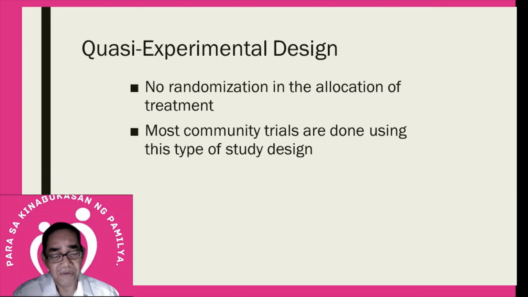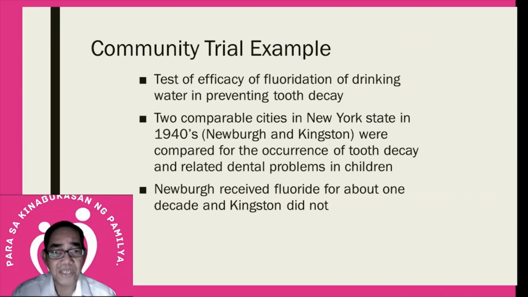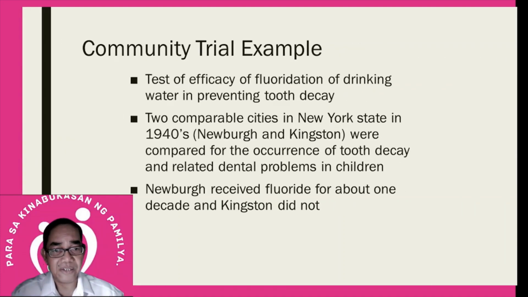Okay, now let's talk very quickly of a quasi-experimental design. There is no randomization here in the allocation of treatment, and most community trials are done using this type of study design. An example of a community trial is testing the efficacy of fluoridation of drinking water in preventing tooth decay.